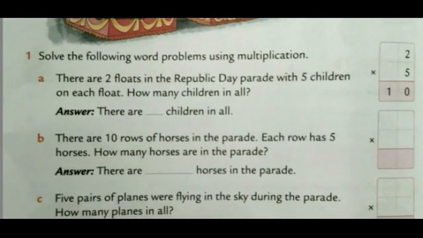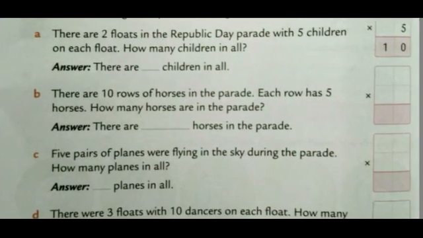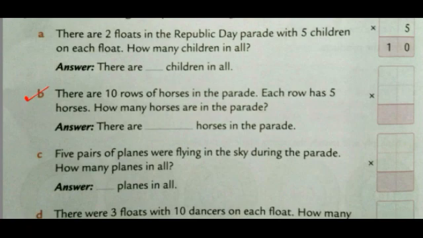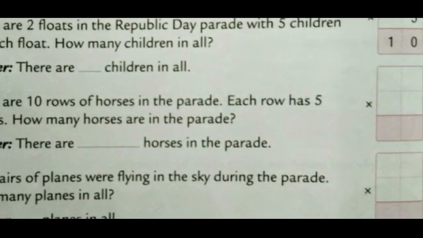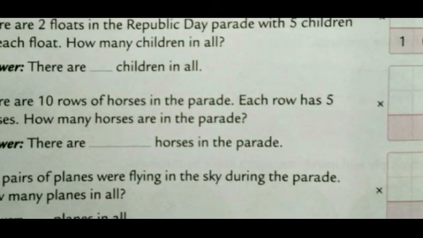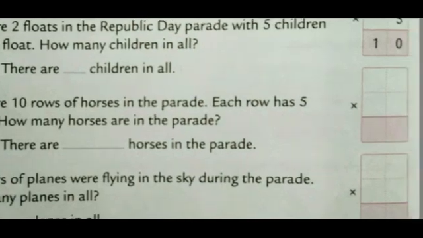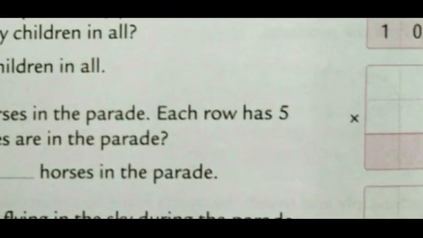See the first question given here. Solve the following word problems using multiplication. First one is already done. So we'll start from the second one. B. There are 10 rows of horses in the parade. Each row has 5 horses. How many horses are in the parade? So for that, we need to arrange the numbers to multiply them. So there are 10 rows of horses in the parade, so 10 will be written here.